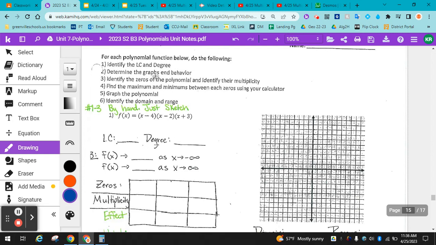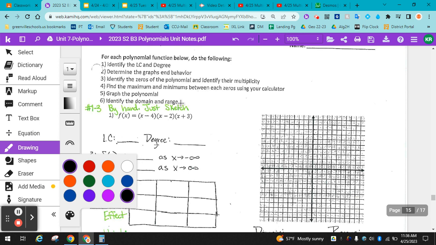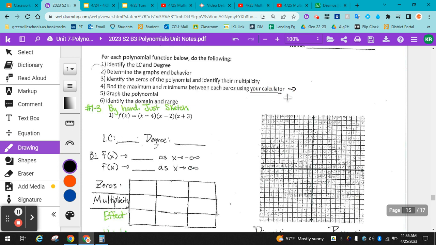All right, what else we need to learn is how to sketch polynomials by hand. It's just going to be a sketch. So these are our steps, but when you're sketching, you cannot use your calculator because we won't be having a calculator. So we skip this if sketching. And that's what we're doing today. We're just sketching.